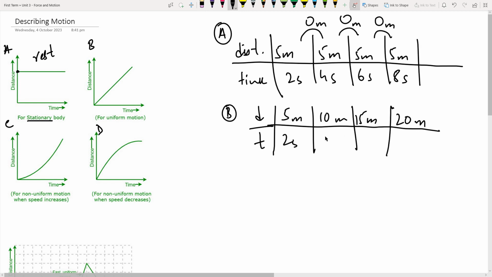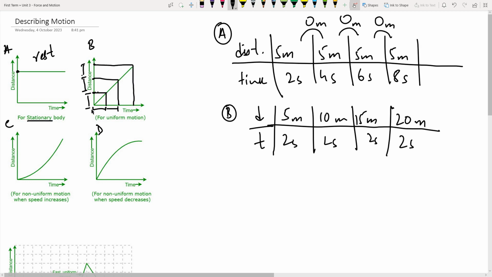So 2 seconds, 2 seconds, 2 seconds, and 2 seconds. So for every 5 meters, I'm going to mark these as 5 meters, right? So I'm just going to be noting it till this, right? So every 5 meters, or equal intervals of distance and equal intervals of time. As you can see, this is one interval, this is going to be the other interval of distance, and the third interval of distance, right? And in the same way we're also covering equal intervals of time, right?